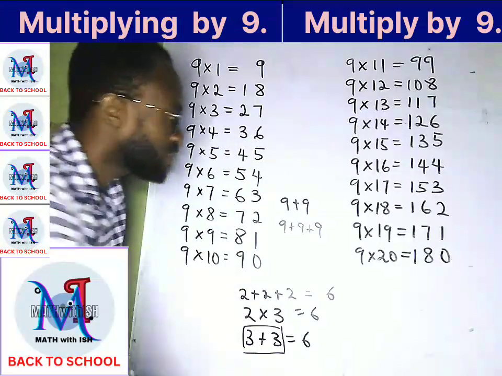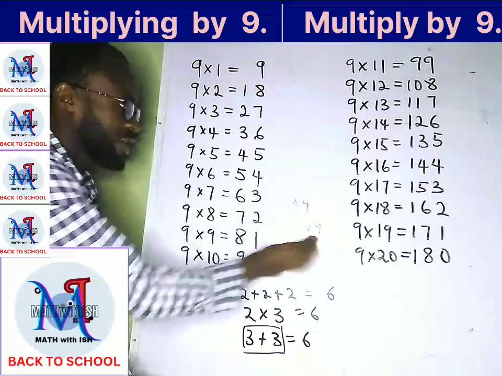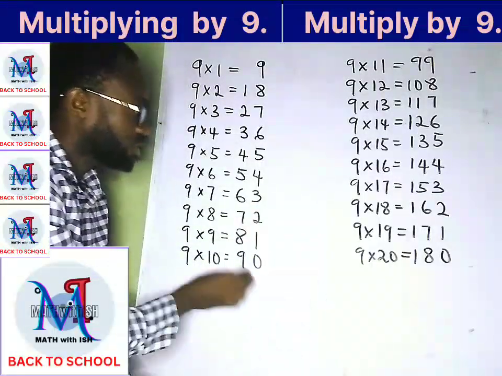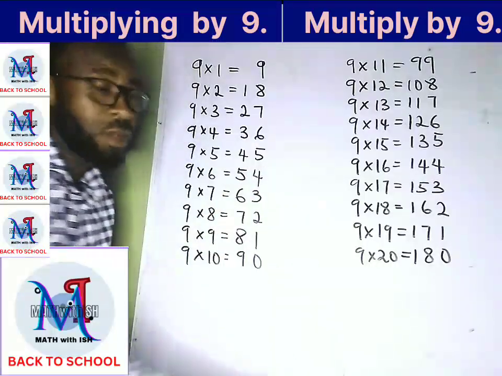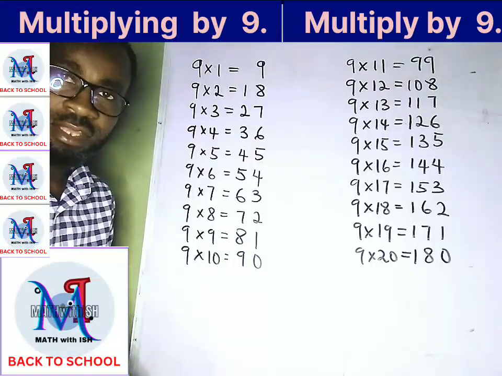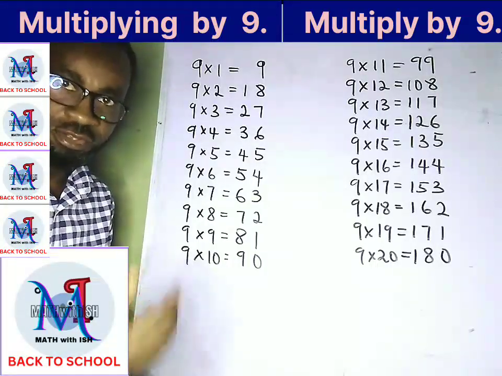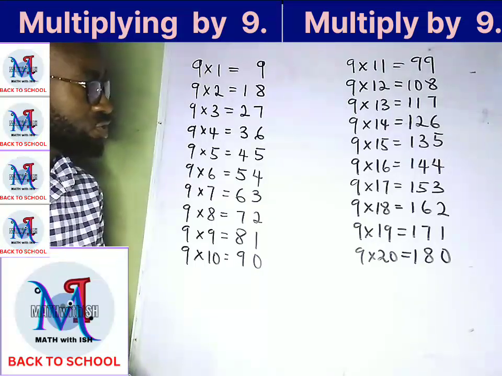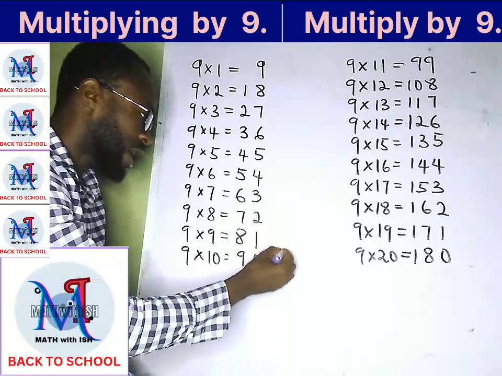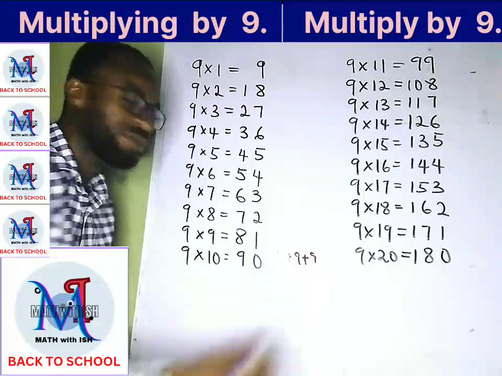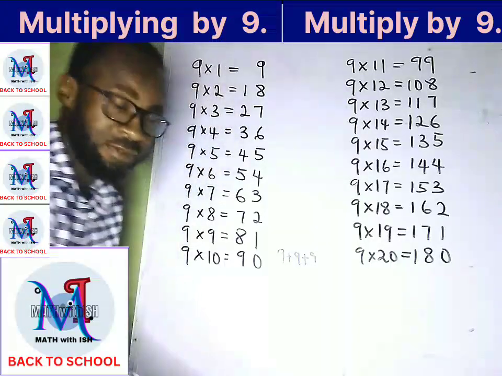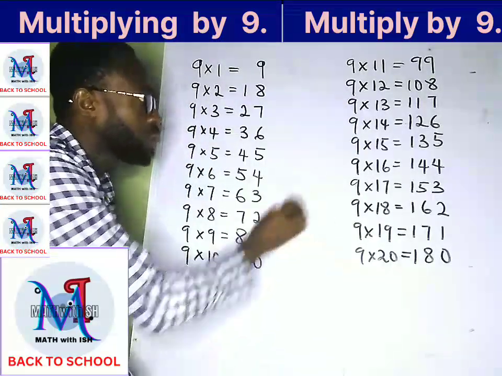Good. So having understood that, let's go into the hack, which is the shortcut of multiplication by 9. One of the importance of this hack is that it will save you lots of time. For example, if you're asked to do 9 times 18, it will be difficult for you to begin to add 9 plus 9 plus 9 up to 18 times. That will be time wasting. So that is the importance of this hack that we're going to learn today.